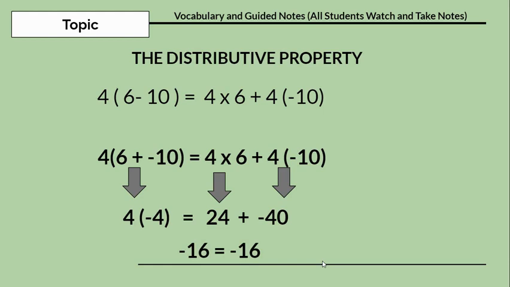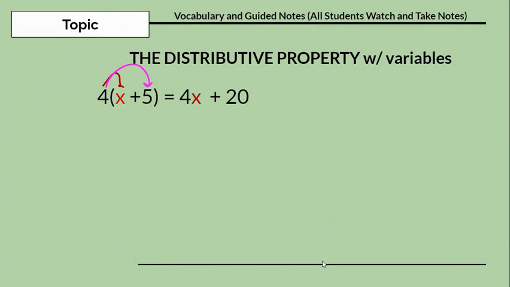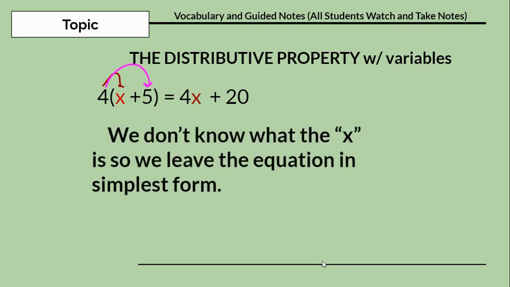But when we have letters, it's going to be a little bit different because we'll distribute the outside number to the inside numbers, but then we'll just leave it as is because we don't know what to do with the x. We don't know what to put in there. So that's the simplest form. Let's try a couple with x.